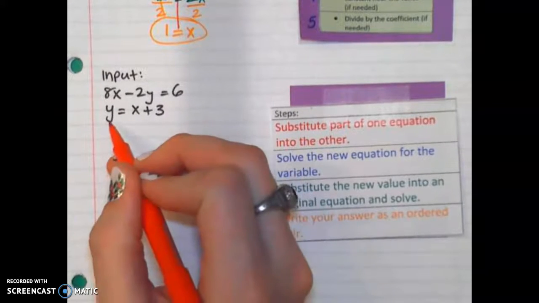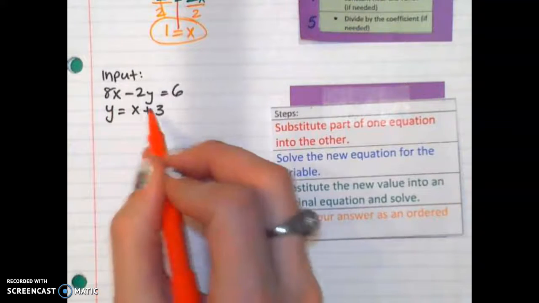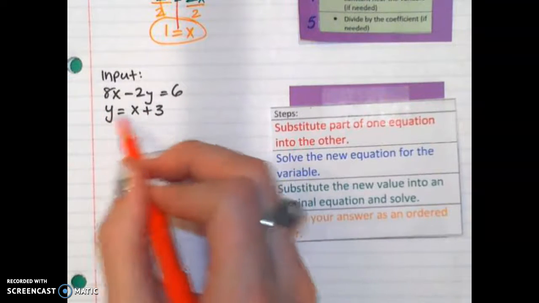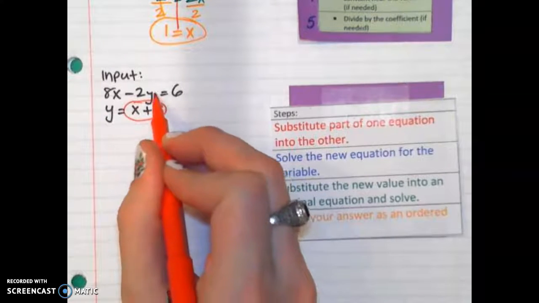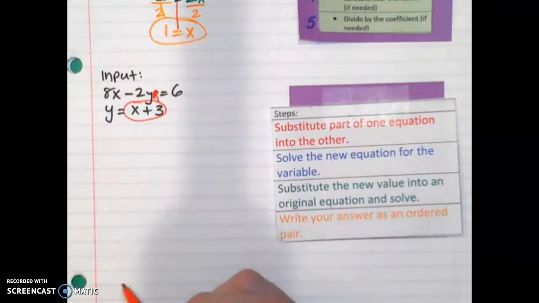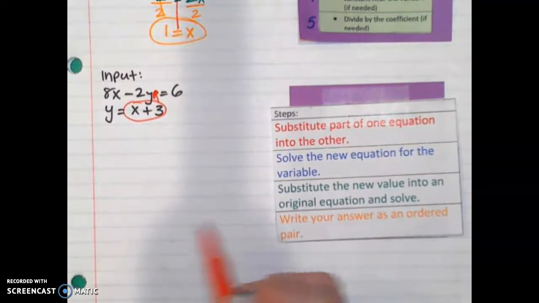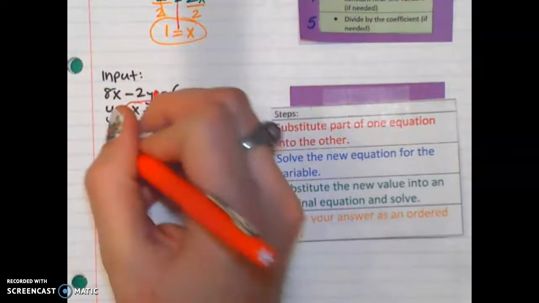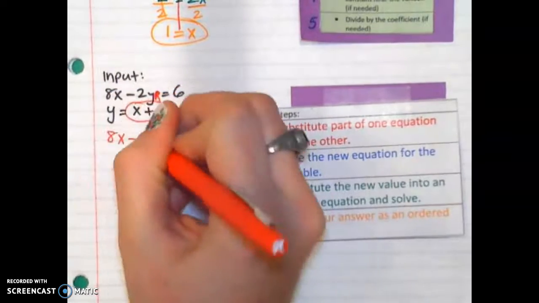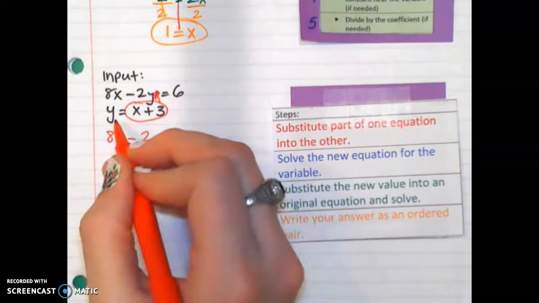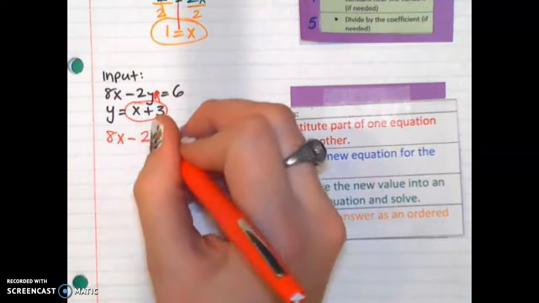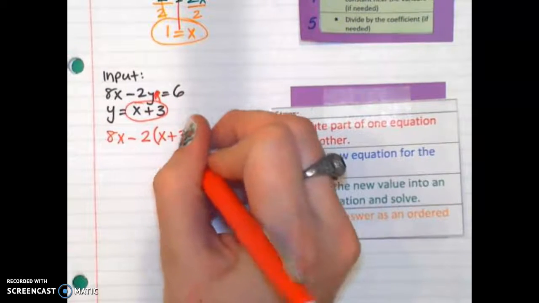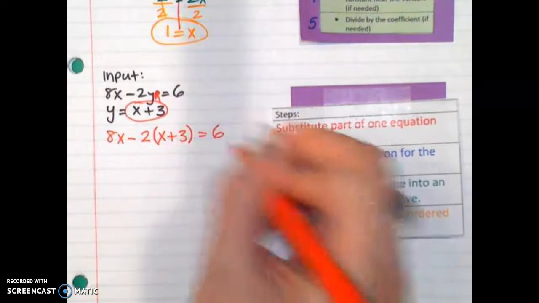Since this tells me that y equals x plus 3, I am going to insert y into this equation. So I'm going to substitute one part of the equation into the other, and rewrite it. I'm going to start with 8x minus 2 instead of y. What does y equal? x plus 3. So I'm going to put parentheses, because that's how we insert new numbers. x plus 3 equals 6.